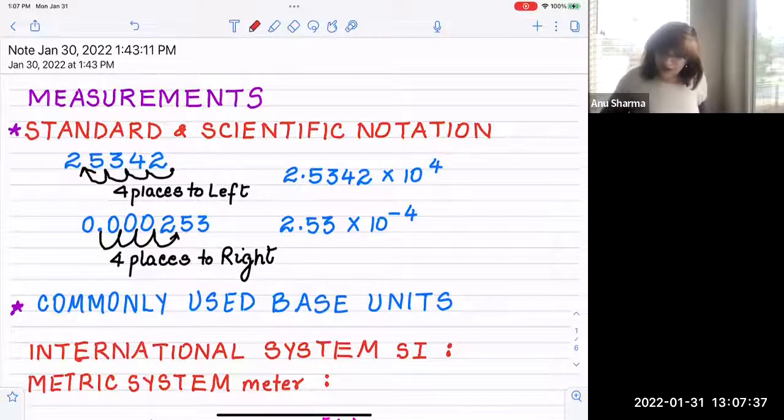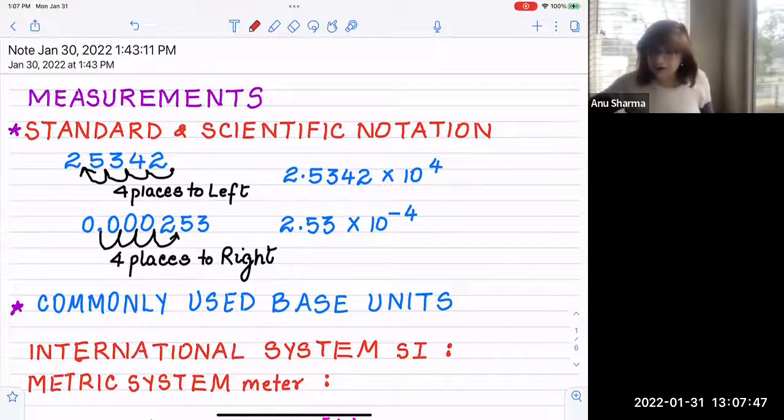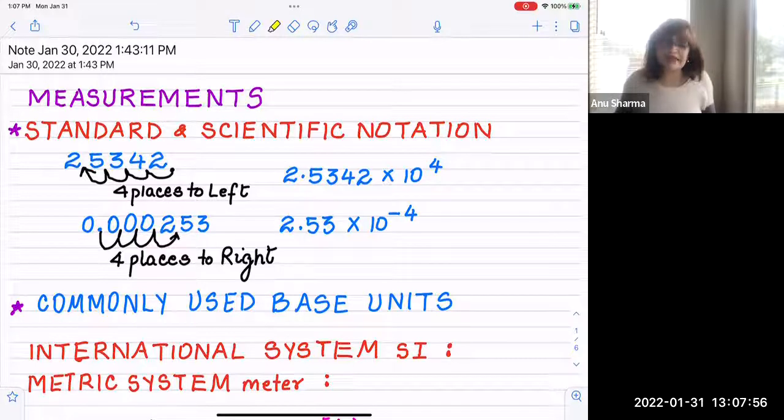Hi guys. Okay, so let us look at the measurements. When we are taking measurements, we are working with numbers. There are two ways of writing the numbers. One is the standard notation and the other is the scientific notation. Commonly, we write the numbers in the standard notation.